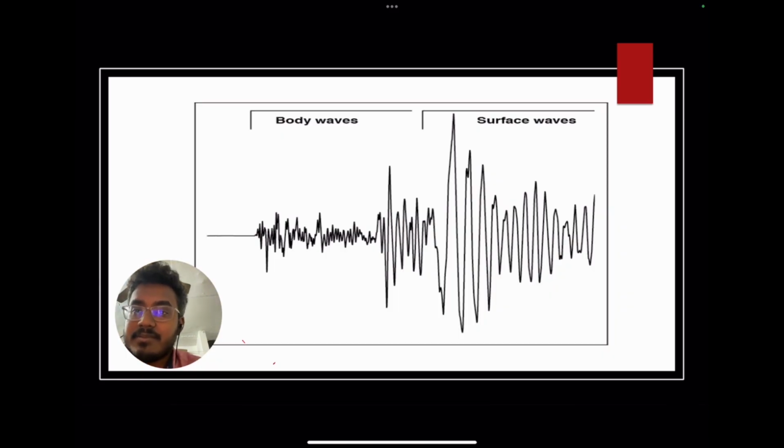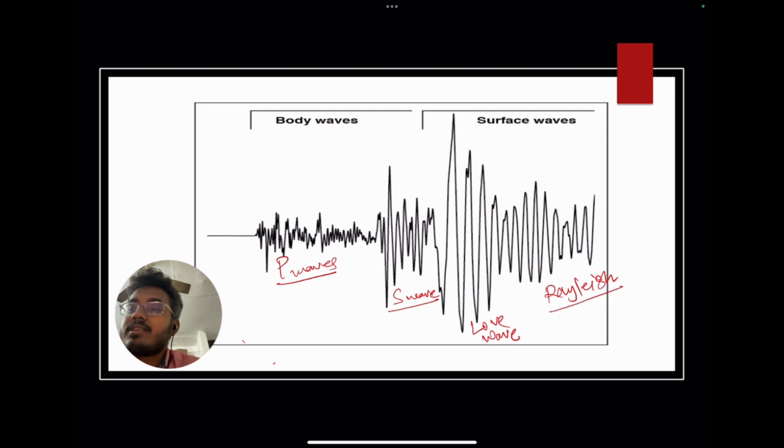Let's recap a little bit. P waves: high frequency, high speed, but less amplitude. S waves: relatively more amplitude than the P waves, but velocity is less. Then in the surface waves, love wave has very high amplitude. Rayleigh waves have slightly lesser amplitude and velocity than the love wave, but are very destructive because of the orbital or elliptical motion it causes in its medium.